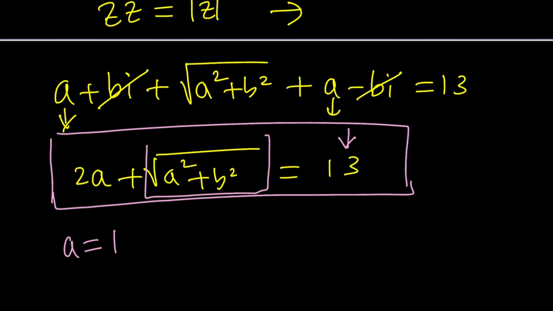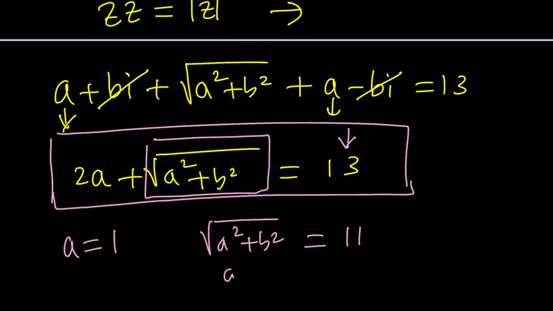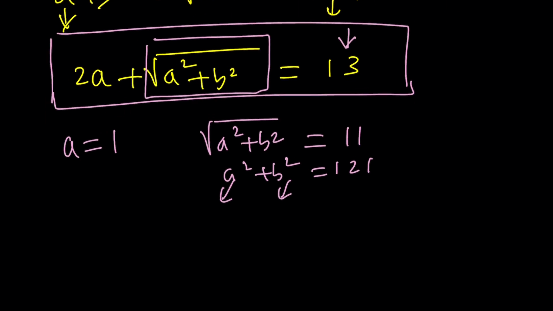And because of that, b needs to be odd, I think. Can a be odd? Let's see. If a is 1, then we're going to get 11. And then this is going to be 121. And if a is 1, b is going to be square root of 120. It's not an integer. Anyways, we can keep trying this. I don't know if we're going to find any integer solutions. I doubt it, but there might be 1 or 2.